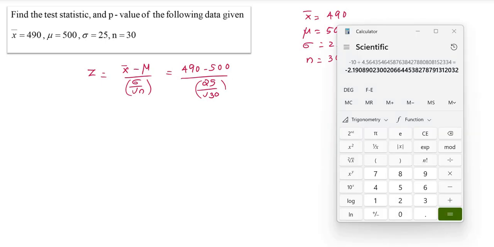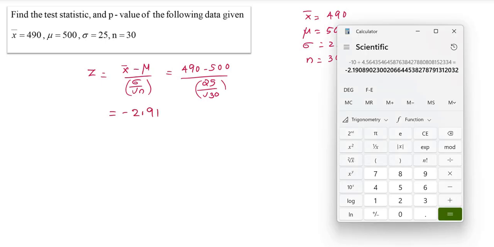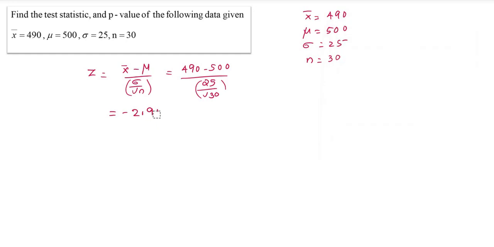And it is nothing but negative 2.19. Yes, we can check that. Negative 2.19. If we write it to two decimals, it is negative 2.19. That is the value. And we can find the p-value, the probability of z equal to negative 2.19, and the p-value can be found using GeoGebra.